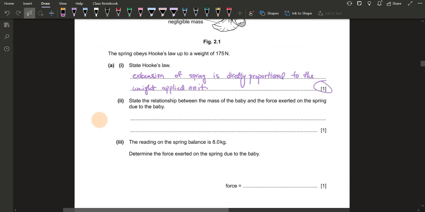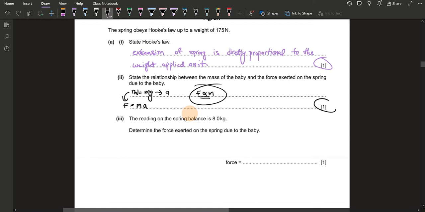And then part 2 says state the relationship between the mass of the baby and the force exerted on the spring due to the baby. So we know the formula that W equals mg, right? What is W? W is F, which is force, and M, and what is g? g is acceleration, so it's a. According to this formula, we can see that F is directly proportional to M, because if you increase mass, the force increases, and if you decrease the mass, the force decreases. So we get 1 mark for this.